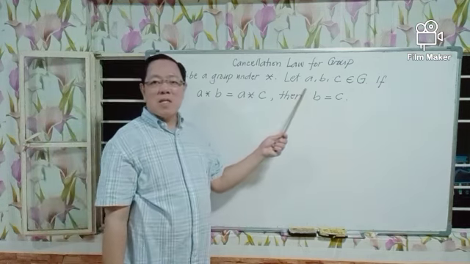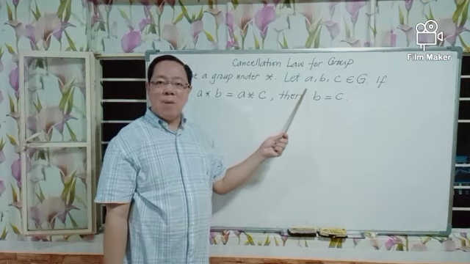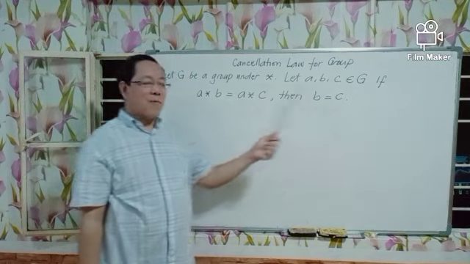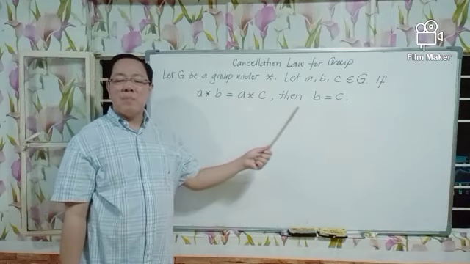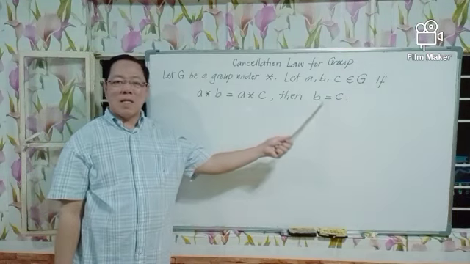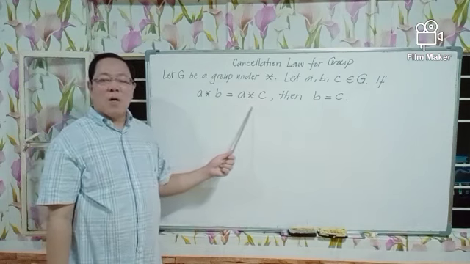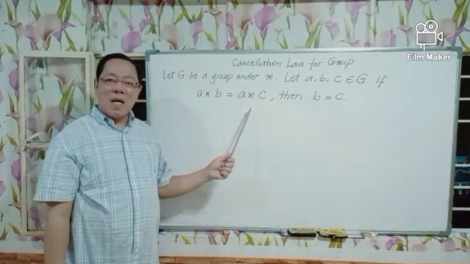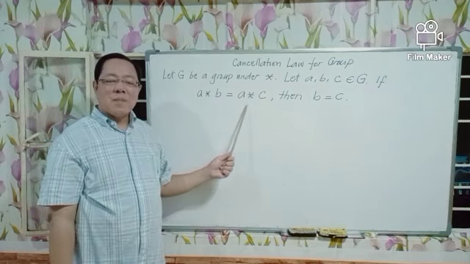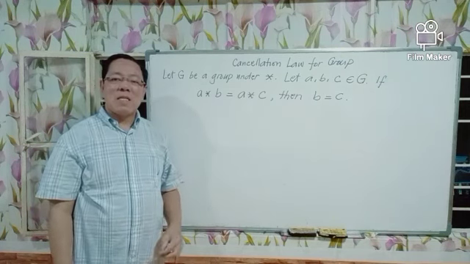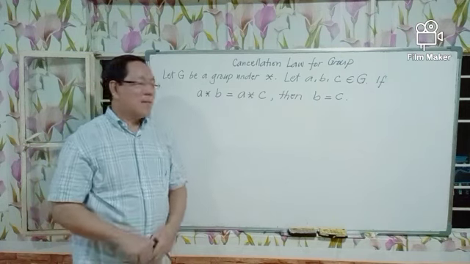We let A, B, C be any arbitrary elements of G. If A star B equals A star C, then B equals C. This is the cancellation law. It's like the element A was cancelled from the left and from the right. And we now prove this cancellation law for group.